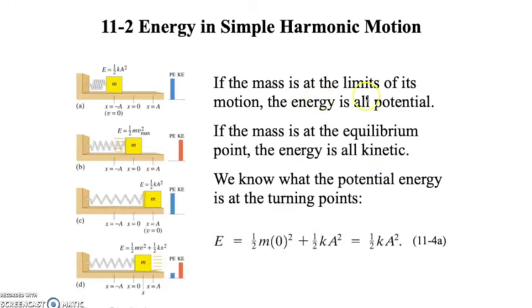So if the mass is at the limits of its motion, the energy is all potential, either all the way compressed or all the way open. If the mass is at the equilibrium point, the energy is all kinetic. So we know that the potential energy at the turning points, okay, is 1/2 k amplitude squared, because the amplitude would be the distance off of the equilibrium.